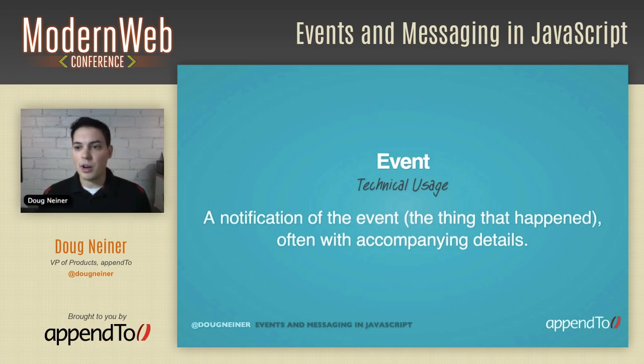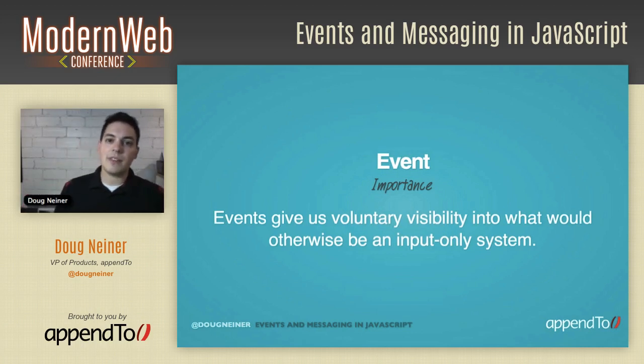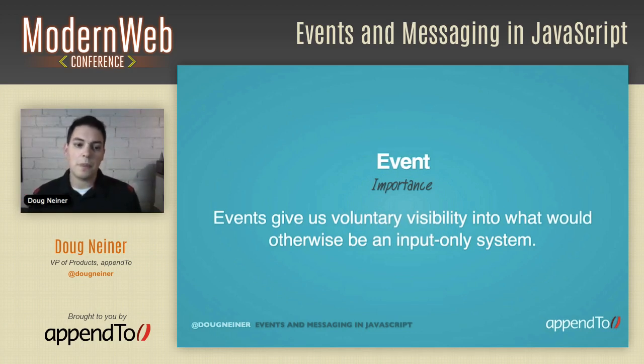And the same thing is true in our code. We're not causing an event by announcing that it happened. We're just notifying about what happened. The important thing about an event is that it gives us voluntary visibility into what would otherwise be an input-only system. I originally had a closed system. I didn't want to be too specific because a lot of times you can have methods and really have tight coupling between components that know about their internal methods. But in general, events give us that voluntary visibility into a unit that would otherwise be operating on its own.